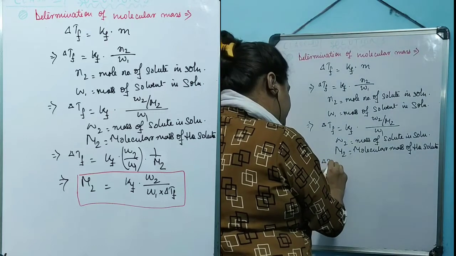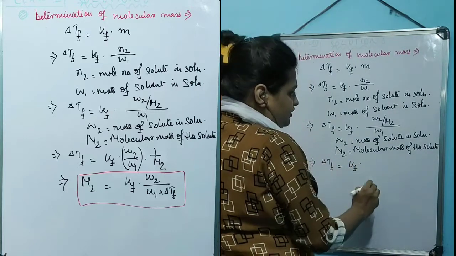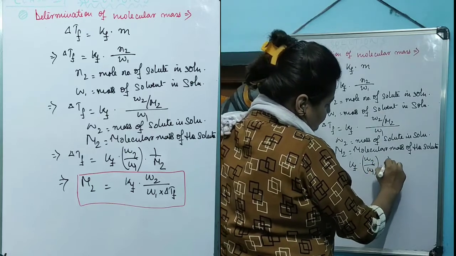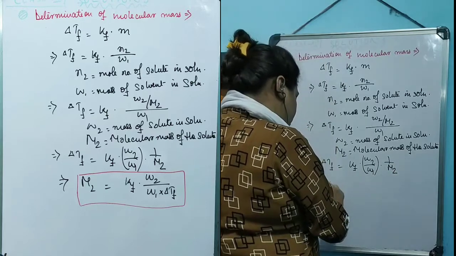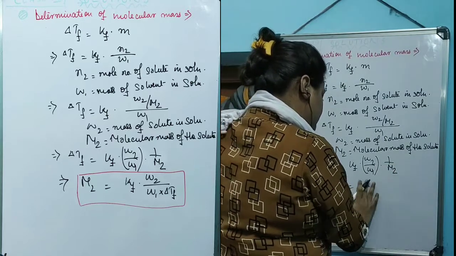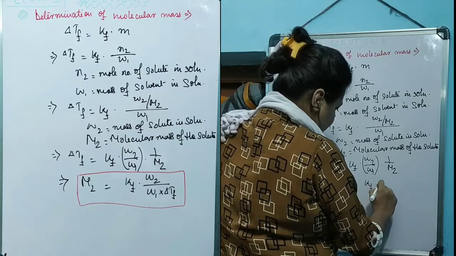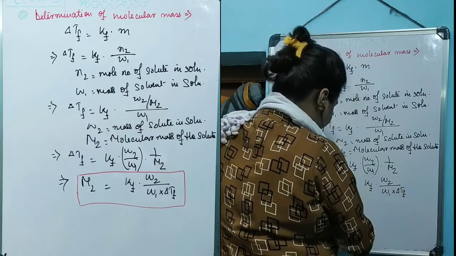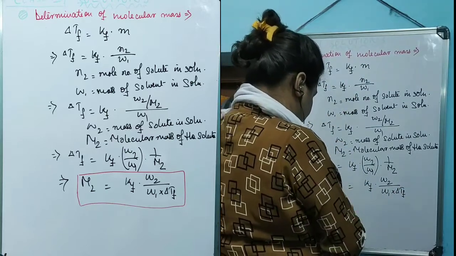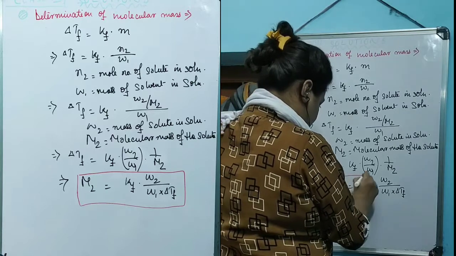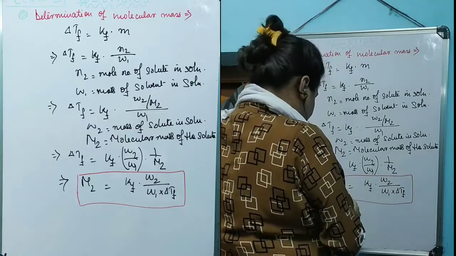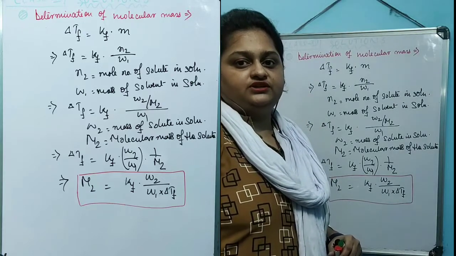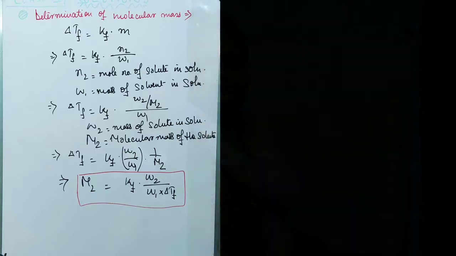Therefore, delta Tf equals Kf into W2 by W1 multiplied by 1 by M2, or M2 equals Kf into W2 by W1 multiplied by delta Tf. This is the expression for the molecular mass of solute in solution.